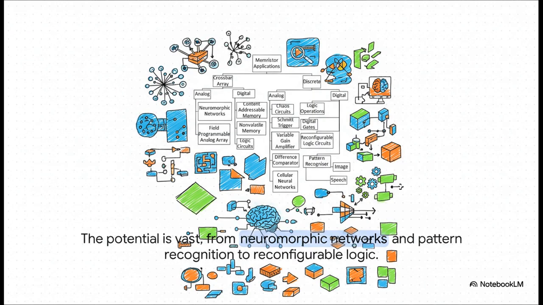The potential here is just vast. We are talking about everything from way more powerful neural networks and crazy good pattern recognition, all the way to hardware that can completely reconfigure itself to do totally different jobs on the fly. This is a fundamental shift in how we think about building intelligent machines.